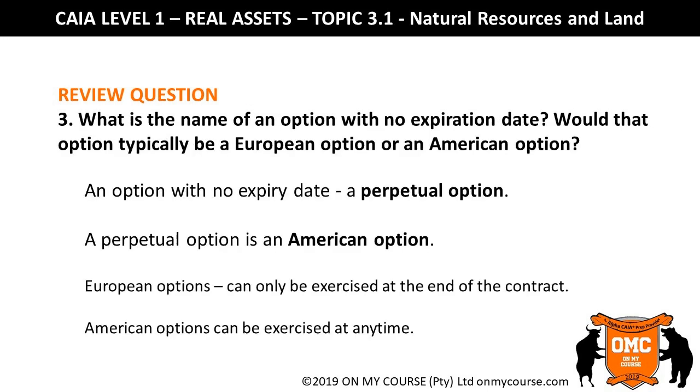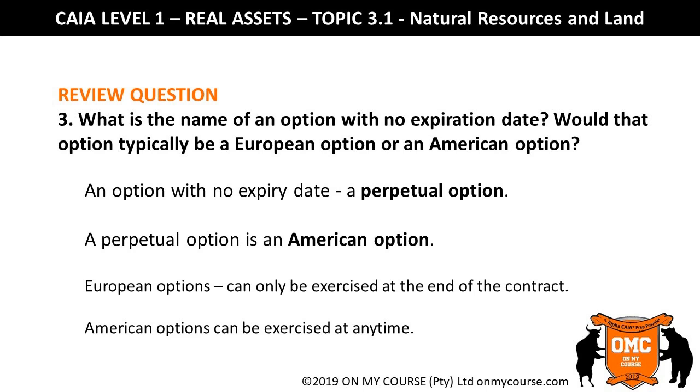Let's consider question 3 at the back of the CAIA Alternative Investments textbook. It says, what is the name of an option with no expiration date? Would that option typically be a European option or an American option? Typically, an exploration of natural resources would be an option with no expiry date, as we don't know how long until we first find our commodities, and we don't always know the extent of the find. So we refer to this as a perpetual option. It's also an American option. American options can be exercised at any time, whereas European options can only be exercised at the end of the contract, at the strike date.